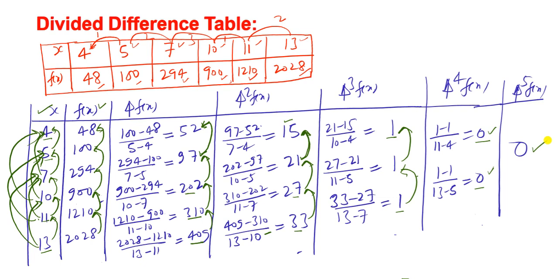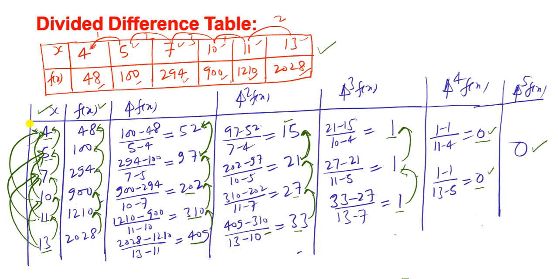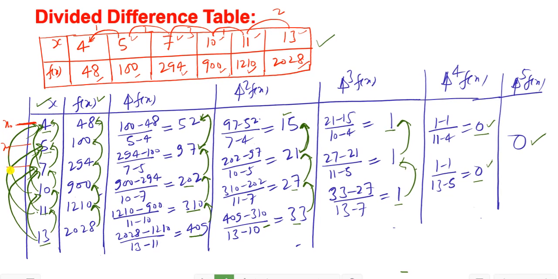So this is the divided difference table. If we have tabulated data, we can construct the divided difference table, and by using it we consider these values. Because this x argument is denoted by x naught, this is x1, this is x2, this is x3, this is x4, and this is x5.